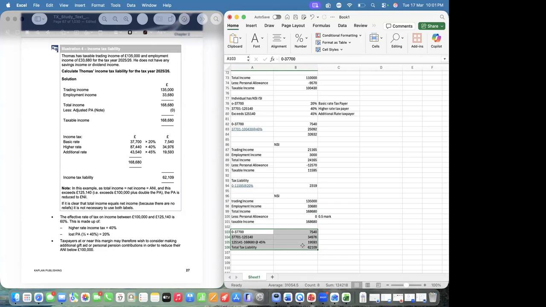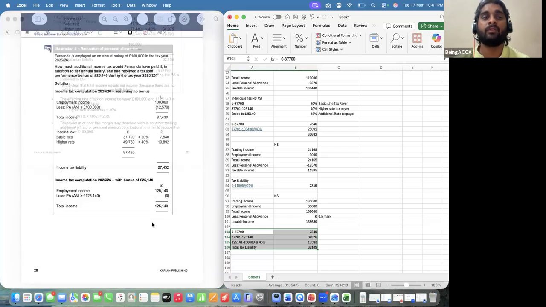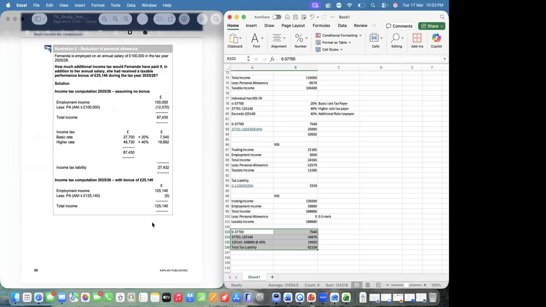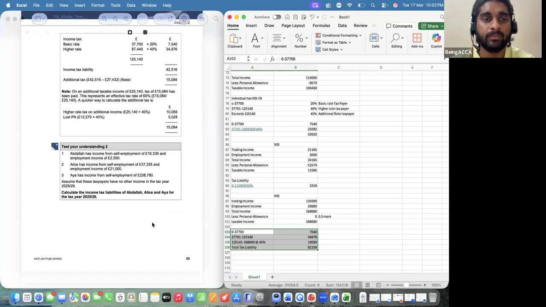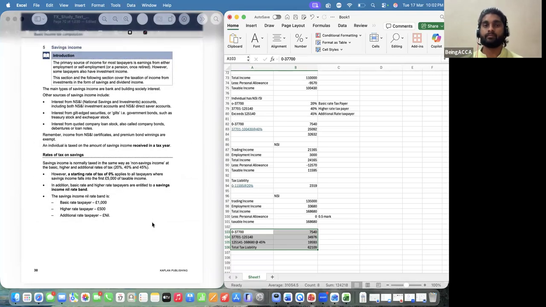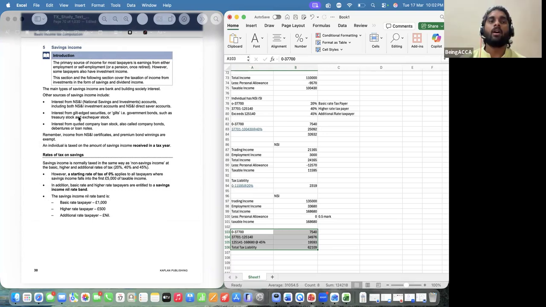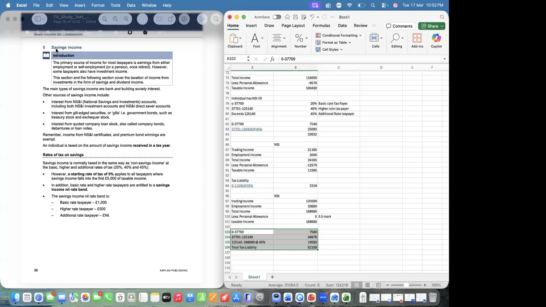All right, great. With this, we have understood how the income is to be calculated and how the income tax liability is to be calculated for non-savings income. Clear? Yes, sir. Now let's move on to savings income. Like you asked me a question about bonds, interest from company loan stock and all of those will be part of your savings income only. Clear on that? Yes, sir.